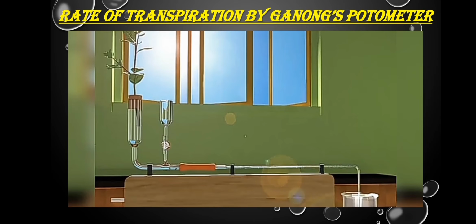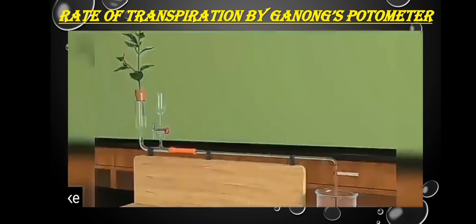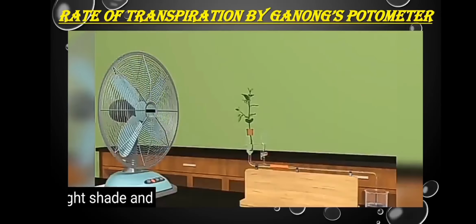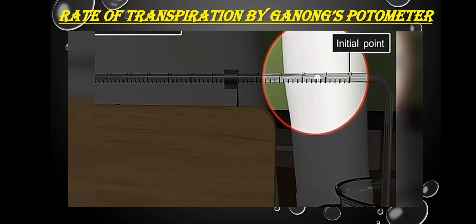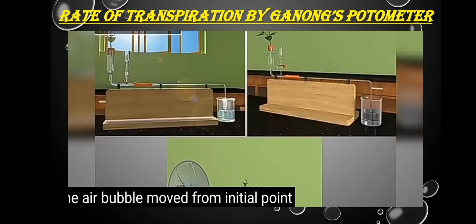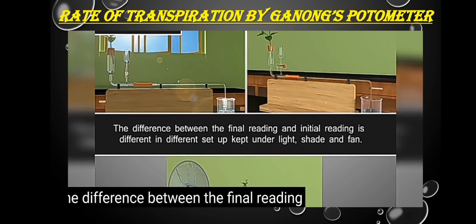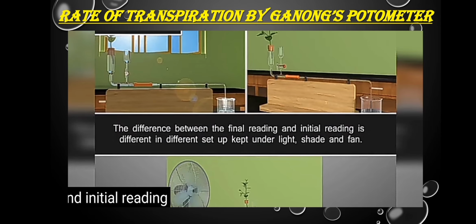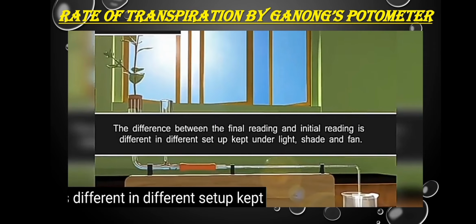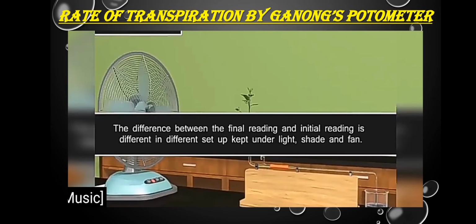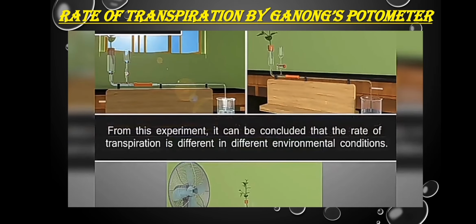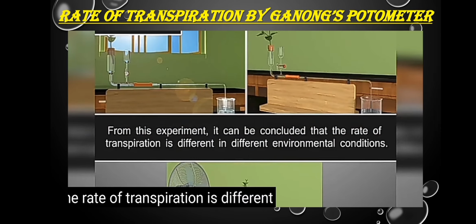Keep the setup under various conditions like light, shade, and under the fan. We'll observe the air bubble will move from the initial point towards the final point. It will be observed that the difference between the final reading and initial reading in different setups is different when they are kept in light, shade, and fan. So through this experiment, it can be concluded that the rate of transpiration is different in different environmental conditions.